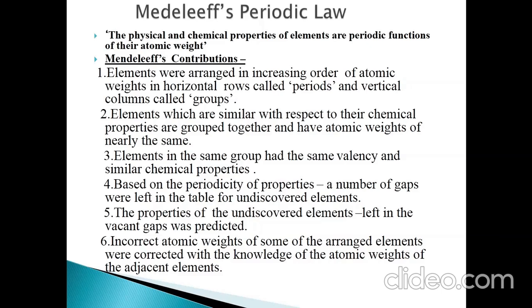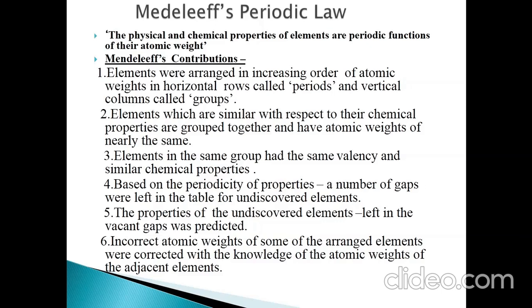Now let us first see the contribution of Mendeleev. Elements were arranged in increasing order of atomic weight. Horizontal rows were called periods and vertical columns were called groups. Elements similar with respect to their chemical properties are grouped together and have nearly the same atomic weight. So they have the same chemical properties. Elements in the same group had the same valency and similar chemical properties.